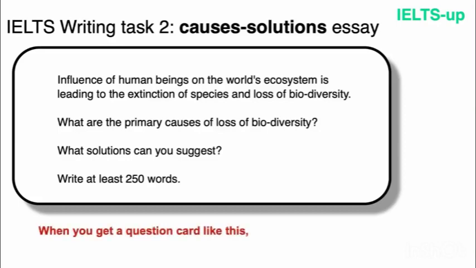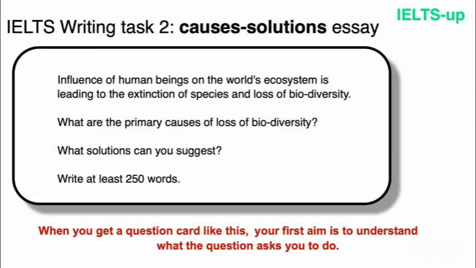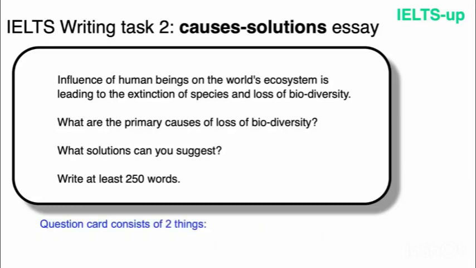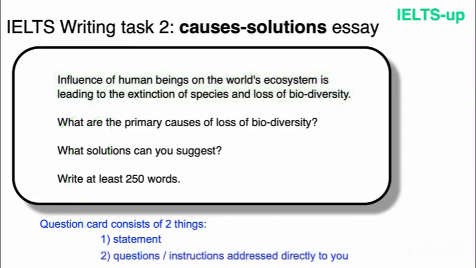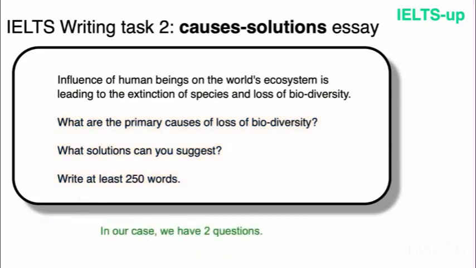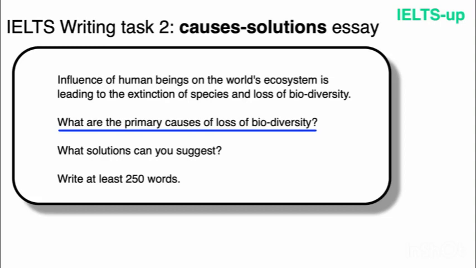When you get a question card like this, your first aim is to understand what the question asks you to do. Your question card consists of two things. First is statement. Second, questions or instructions addressed directly to you. So in our case, we have two questions. The first one is about causes of loss of biodiversity, and the second one is about solutions to this problem. Questions about causes and solutions often appear together in IELTS question cards. Let's see how you can tackle this type of essay.